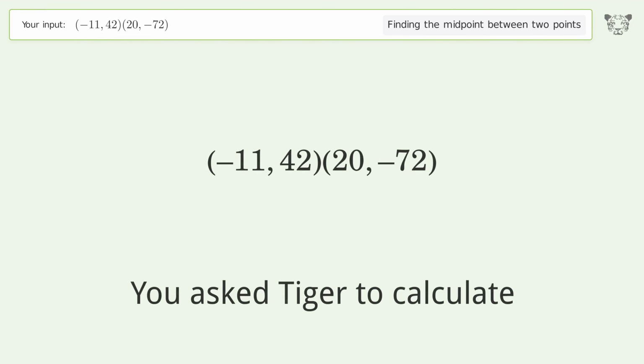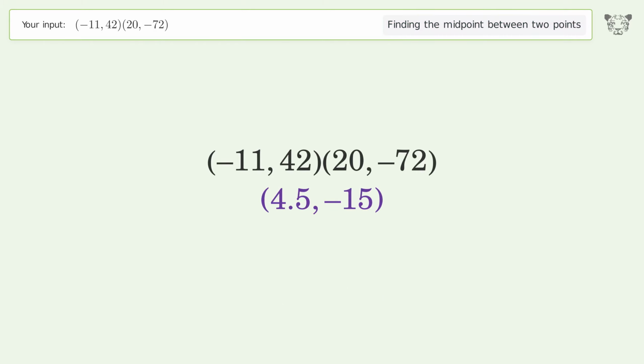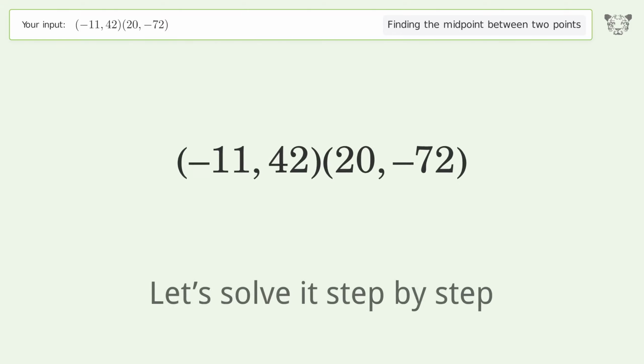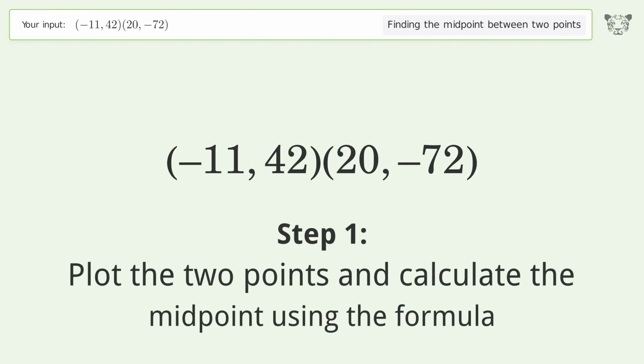You ask Tiger to calculate. This deals with finding the midpoint between 2 points. The midpoint between the 2 points is 4.5, -15. Let's solve it step by step. Plot the 2 points and calculate the midpoint using the formula.